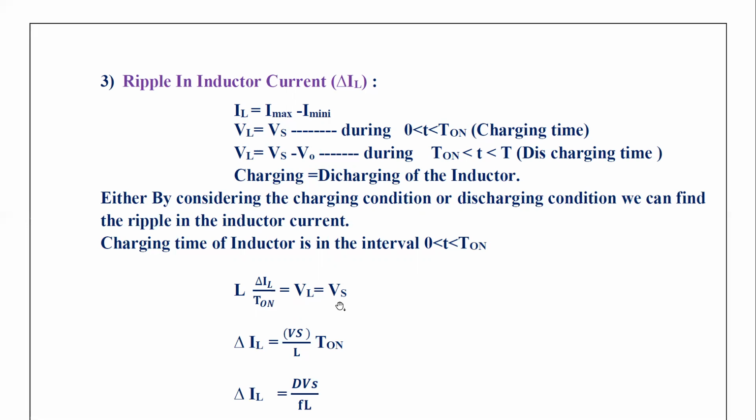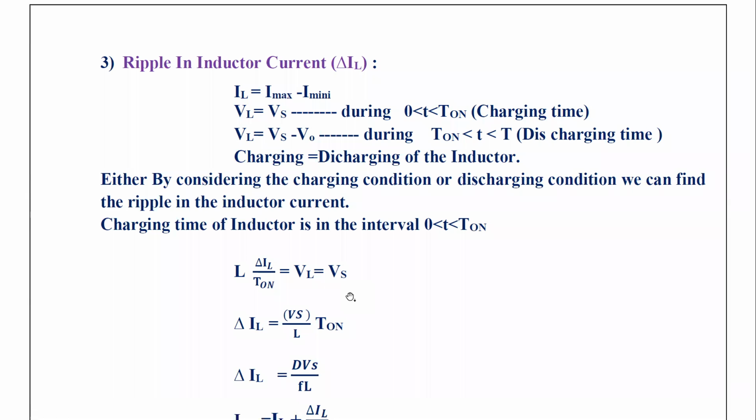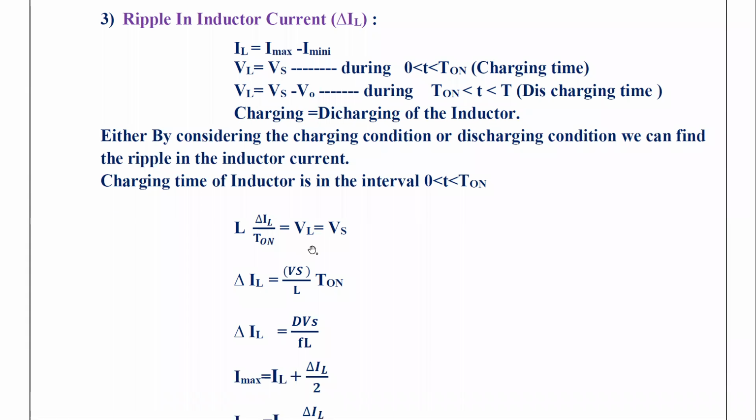So VL is equal to VS, we have to take L into di by dt. The change in the current is called the ripple in the inductor, delta IL, divided by dt, which is nothing but the turn on time. Therefore, the equation will become L into delta IL divided by turn on time, which is equal to VS. So this delta IL can be written as VS divided by L into turn on.